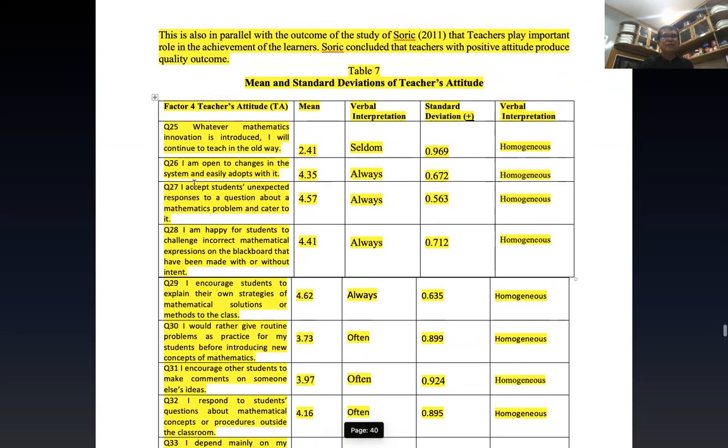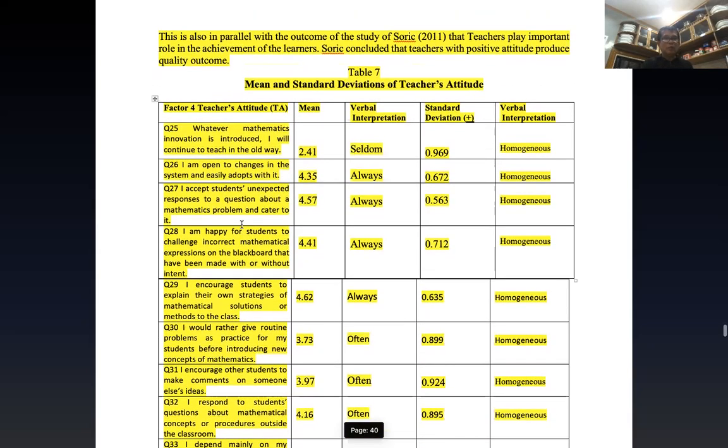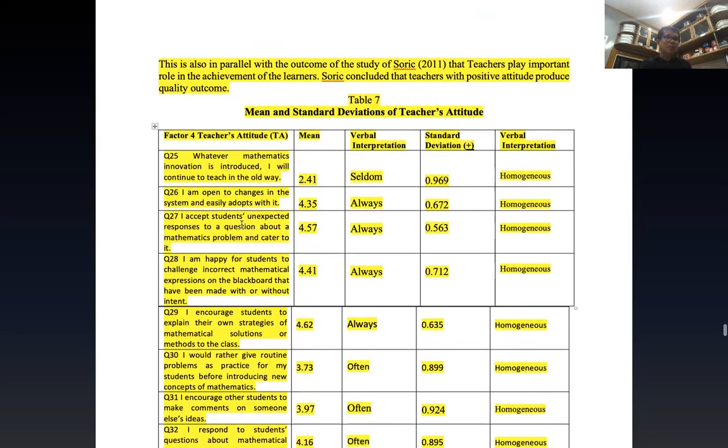So Q25, whatever mathematics innovation is introduced, I will continue to teach in the old way. Q26, I am open to changes in the system and easily adapt with it. So forth and so on up to Q33, I depend mainly on my knowledge and skills when I am teaching mathematics. So Q25 up to Q33 are items that belong to factor 4, teacher's attitude.